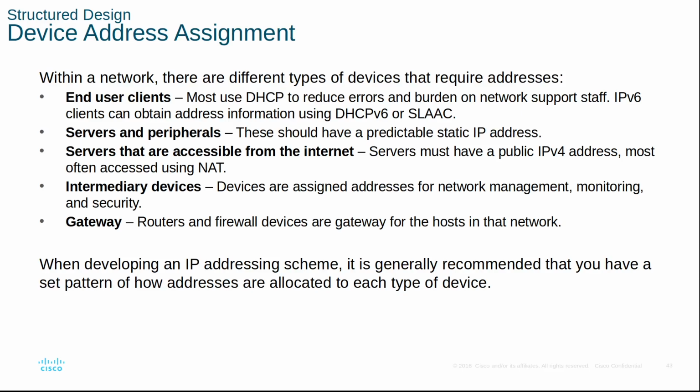Internet accessible servers, though, have to have some form of public IP address allocated to them, and usually you do that with NAT, right, where you allocate that IP at the border and you NAT it to something internally in your router. You do one-to-one NAT. Other things to take into consideration are your intermediary devices and your routers, right? Your routers, your access points, they all require IPs.